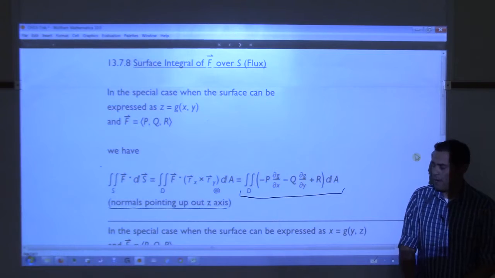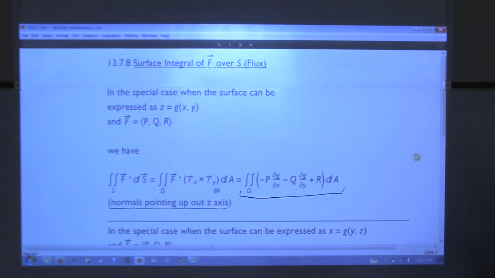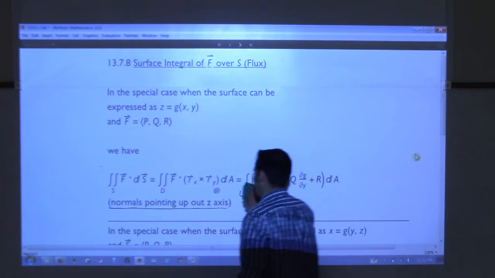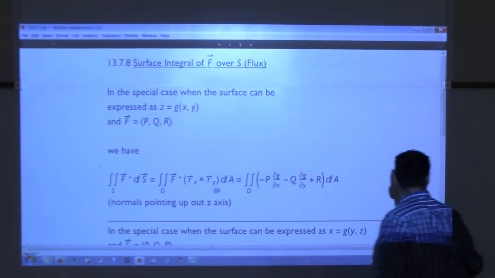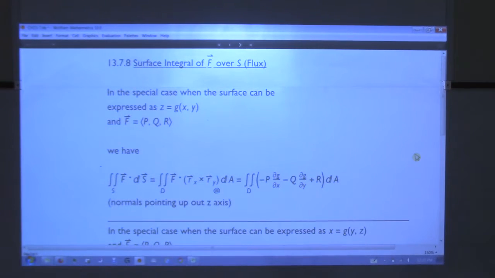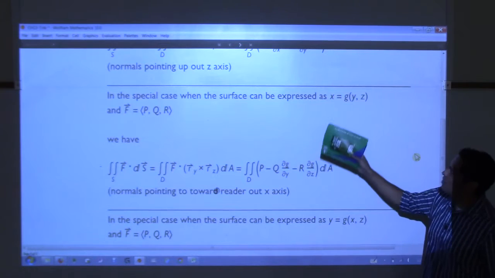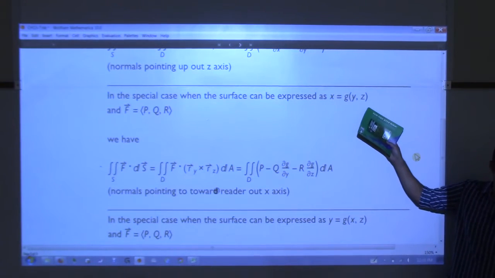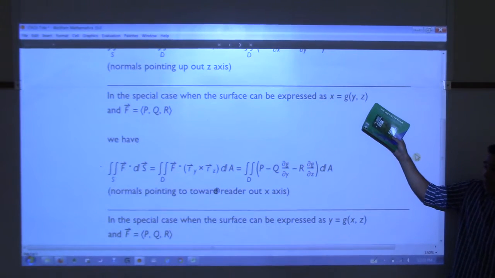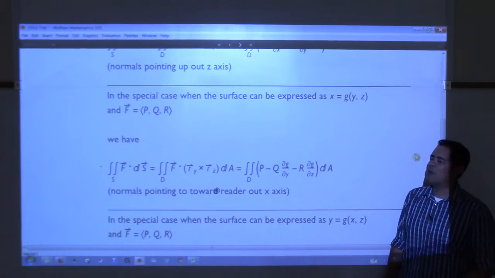Understand? Okay. Now, with that same idea, and I think I'm coming up to the point that I had the typo. Does anyone have the notes with them by chance? I'm glad I provide those. Okay, in the special case where x is a function of y and z, so now our surface is which way?